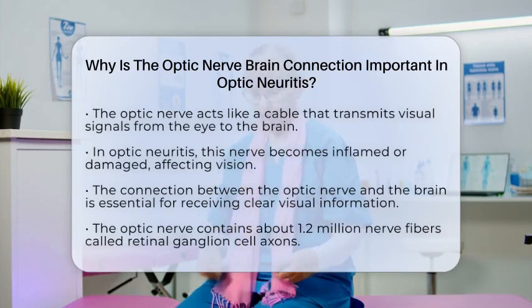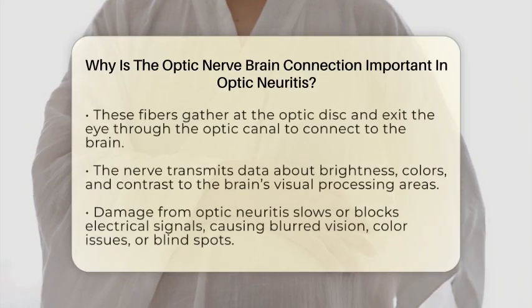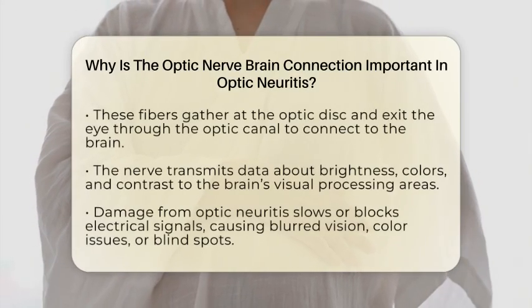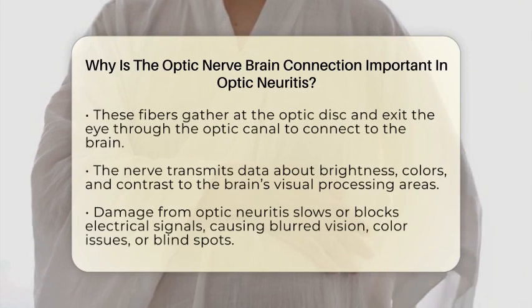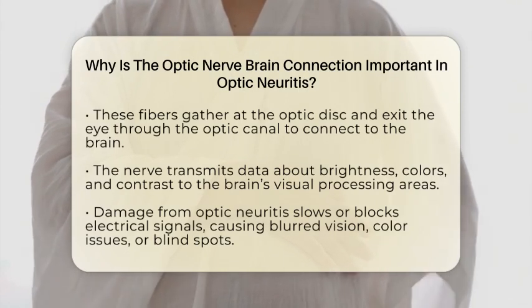These fibers gather at the back of the eye in an area called the optic disc, and then exit the eye from the nerve. This nerve travels through a small opening in the skull called the optic canal and connects directly to parts of the brain involved in processing what you see.